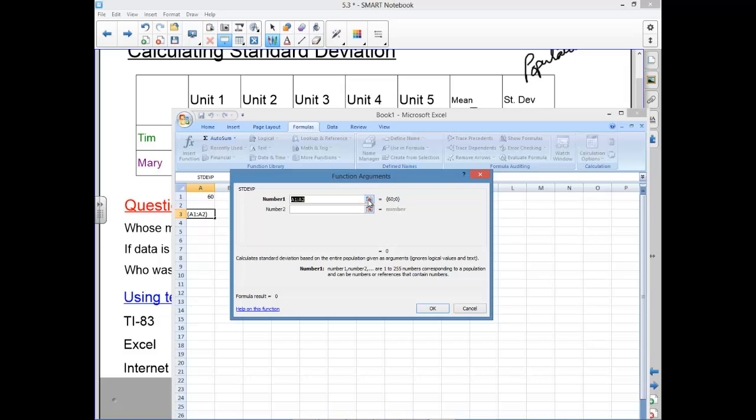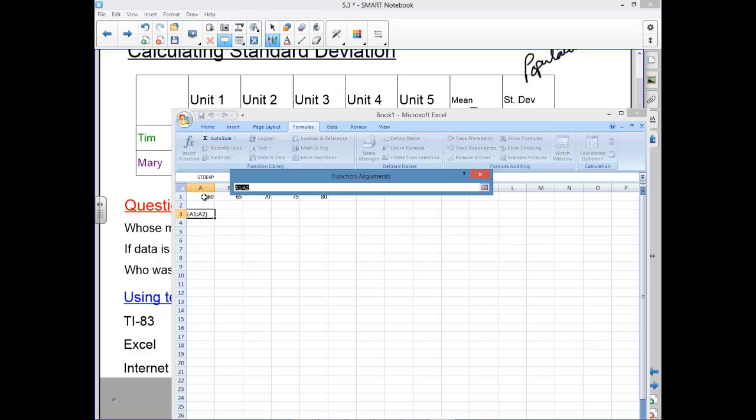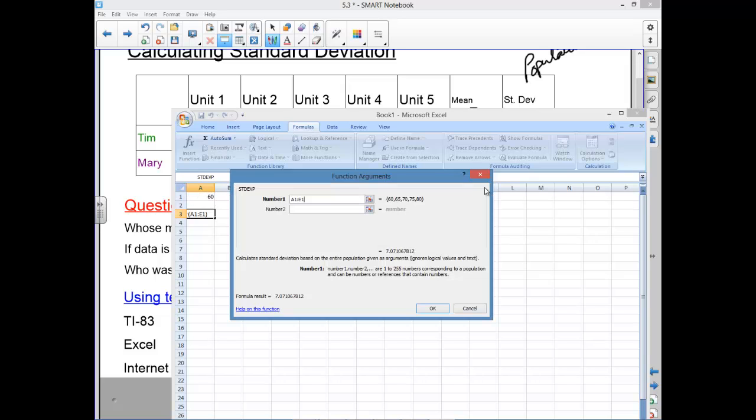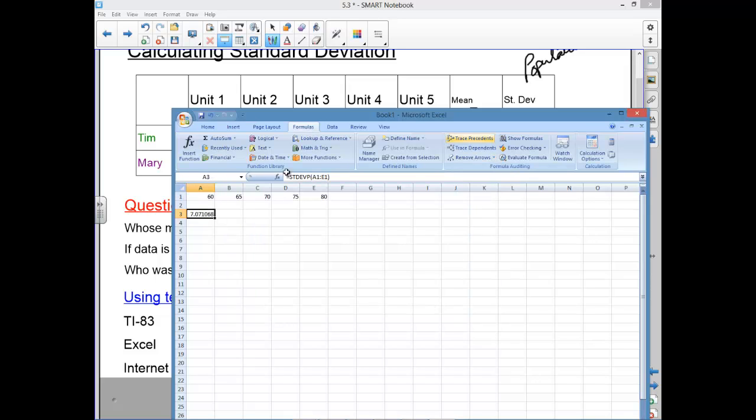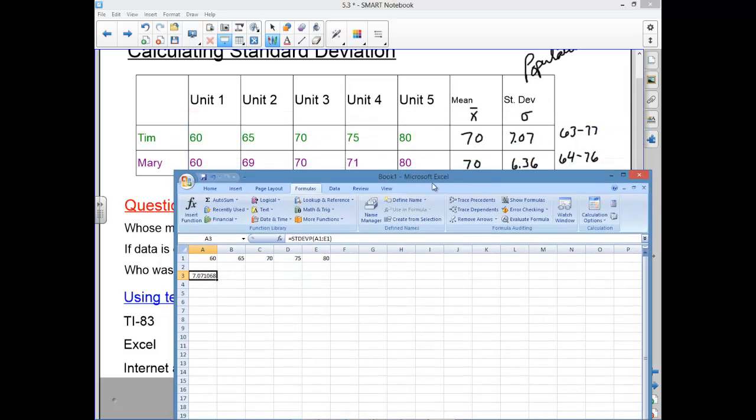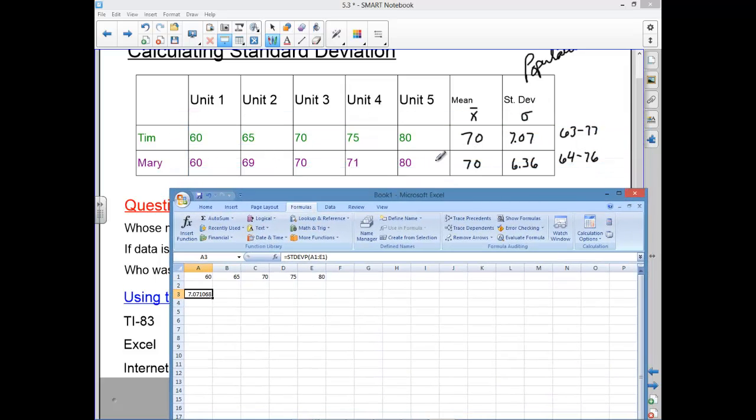So it's asked me to pick the range of scores. So my range of scores are here. And so I highlight from one cell over to the next. And it tells me that the result I get back is 7.07, which is what I had gotten, and highlights it here. And I got that here. So I could do that for Mary, but again, I'm going to get the same result.